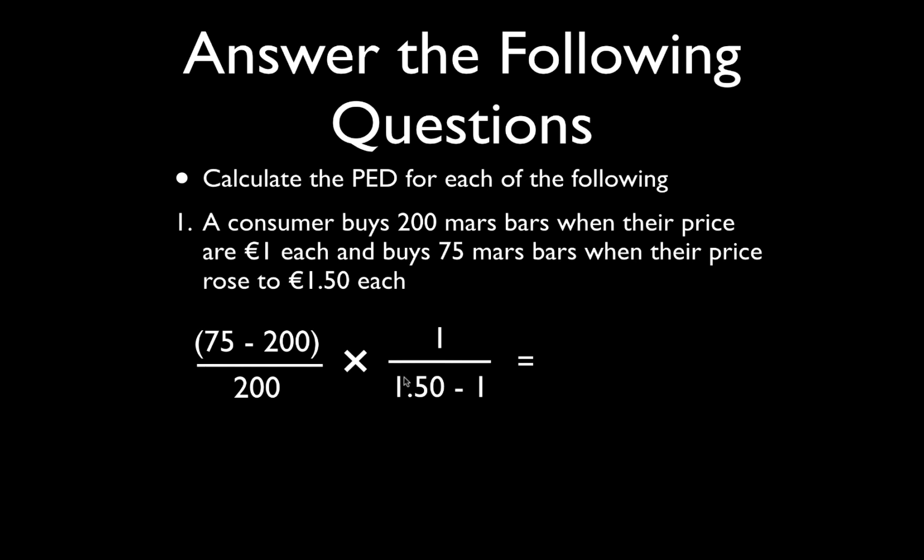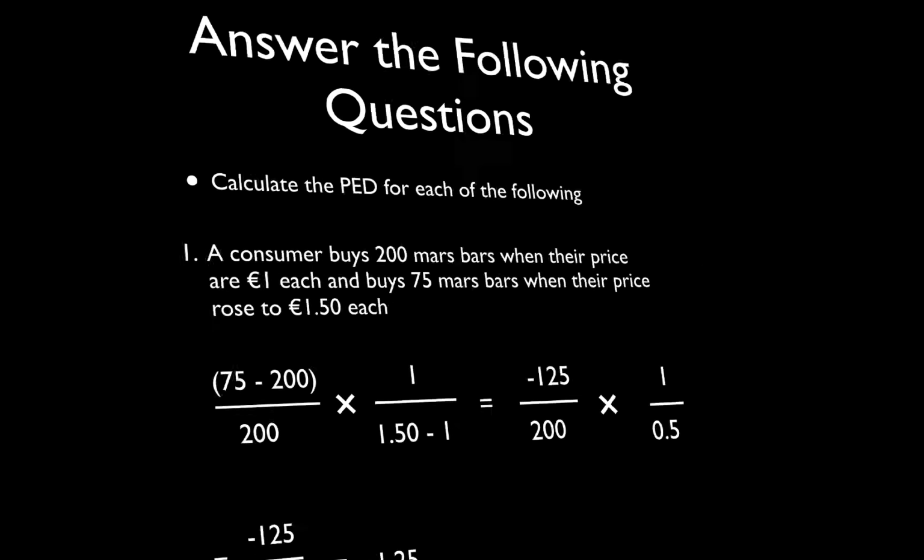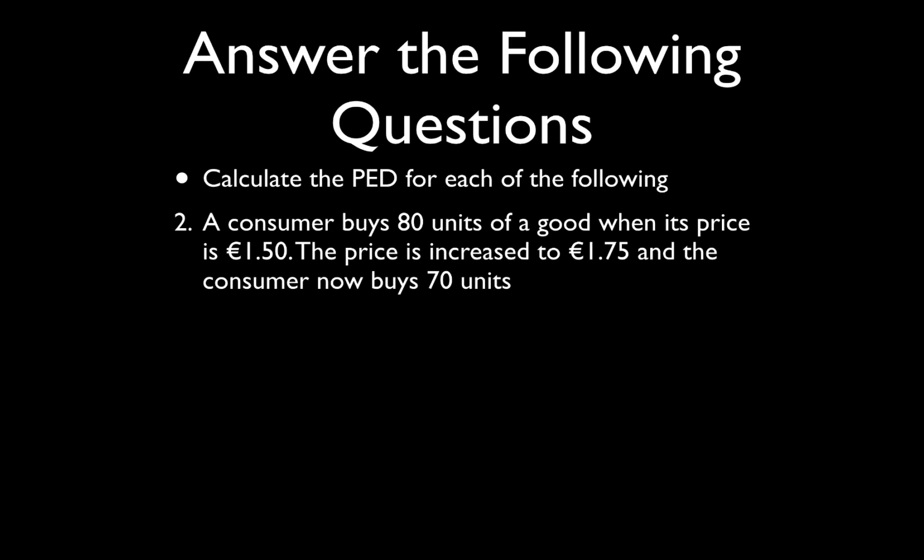Set that equal to, well, 75 minus 200 is minus 125, still over 200 there, multiplied by 1, divided by 150 minus 1, which is 0.5. How do we multiply fractions? Top by top, bottom by bottom. Minus 125 by 1 equals minus 125 on the top line, and 200 multiplied by 0.5 equals 100. And I believe that gives us a PED of minus 1.25. Forgive me again if I've made a mistake.